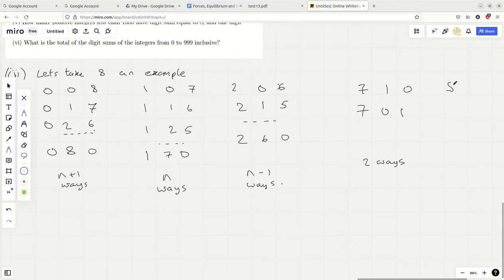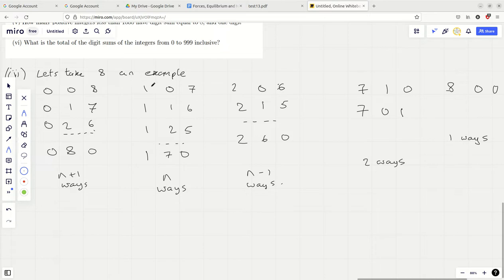And always check at the end, have you had any overlap? Because it's really easy to start overlapping things and getting things wrong. But there's no overlap here. 800 hasn't been double counted or anything like that. We've got 8 over here, we've got 800 here, because we're being really systematic. That's the key. If you're systematic, you can see you're not getting any overlap.